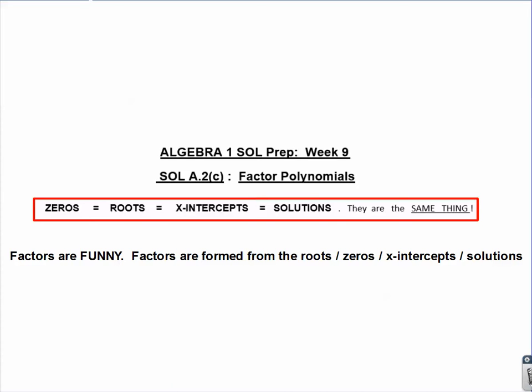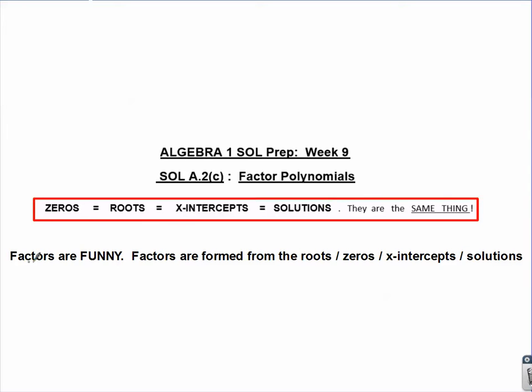Before we get started, we need to go over two things. One, if we see the terms zeros, roots, x-intercepts, and solutions for what we are working on today, those mean the same thing. So those four different terms are talking about the same idea.